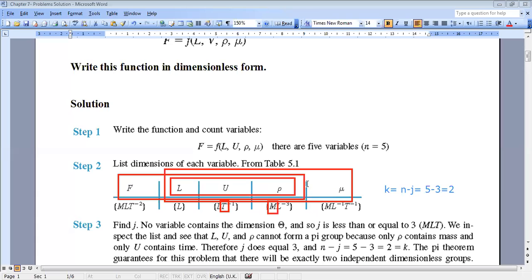So what we will do now, after we determined the number of independent variables and the number of groups, it's time to form the groups. How do we form the groups? We chose 3 variables: L, U and rho. So first we will form a group between L, U and rho with F, and then we form another group between L, U, rho and mu. Okay? Now how to determine what is this group?